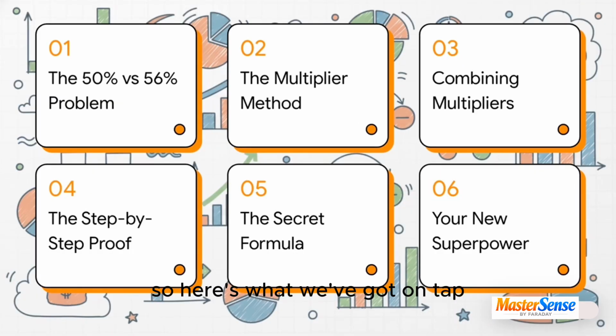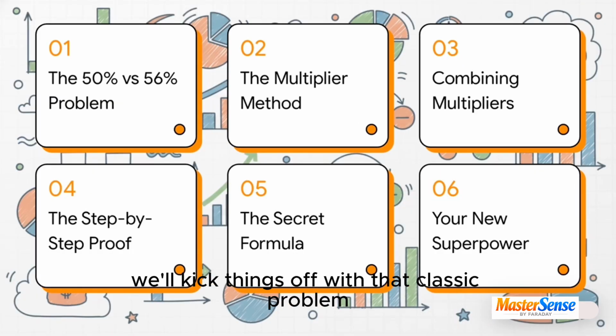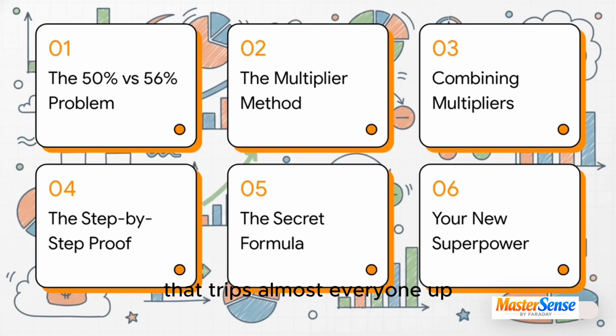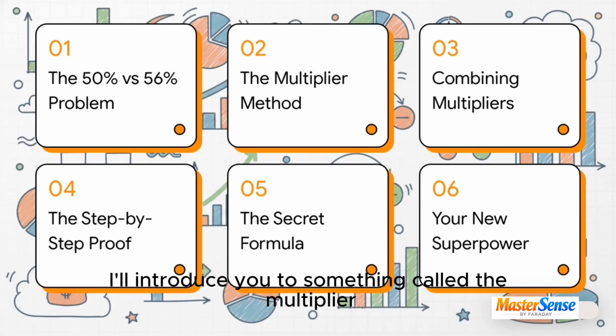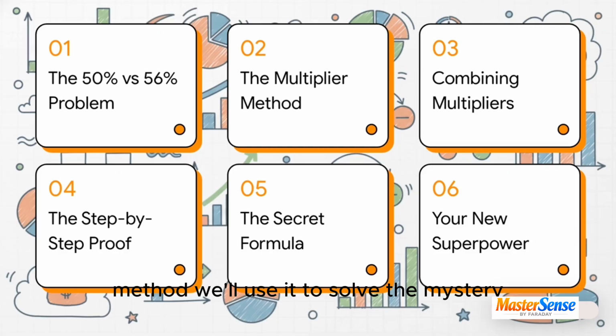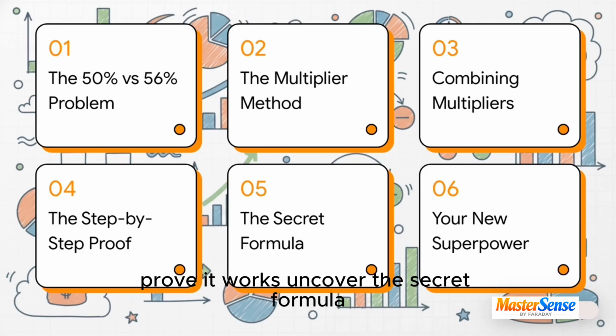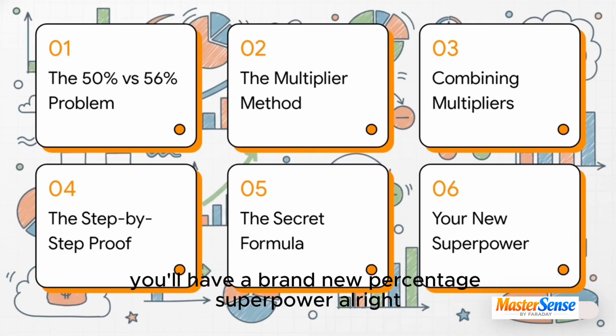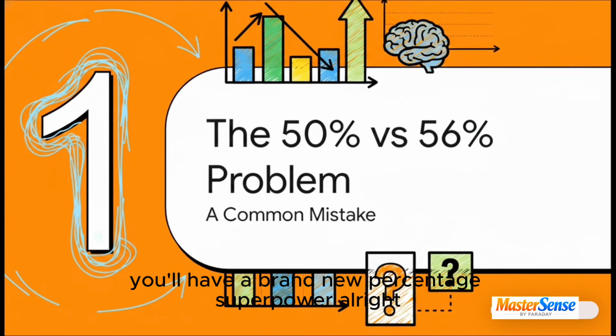So here's what we've got on tap. We'll kick things off with that classic problem that trips almost everyone up. Then I'll introduce you to something called the multiplier method. We'll use it to solve the mystery, prove it works, uncover the secret formula, and by the end, you'll have a brand new percentage superpower. All right, let's get right to it with a classic brain teaser.